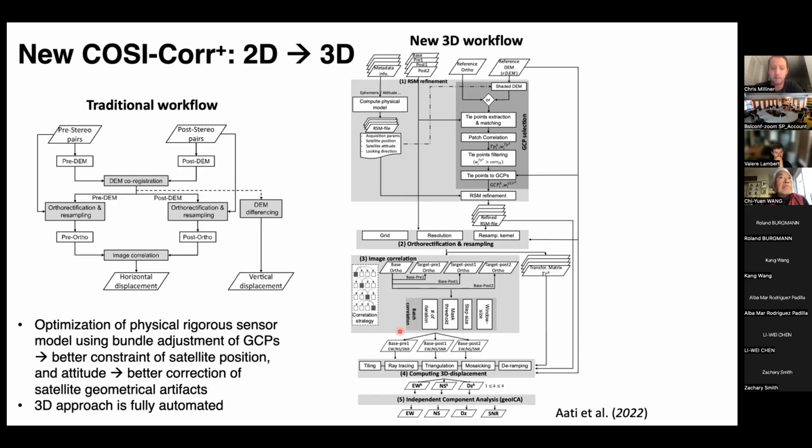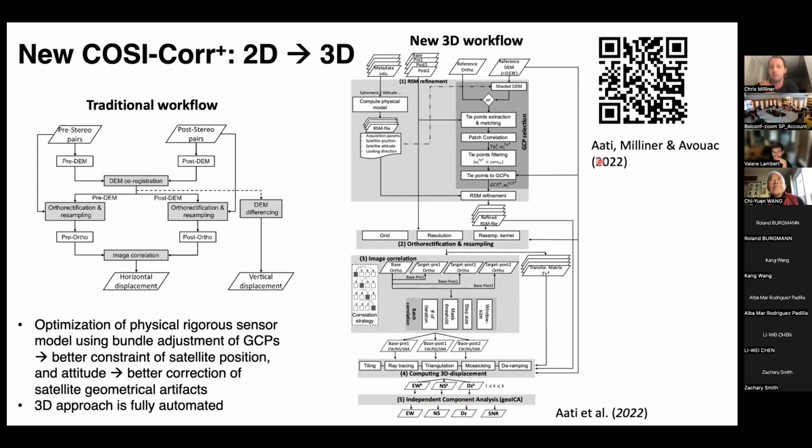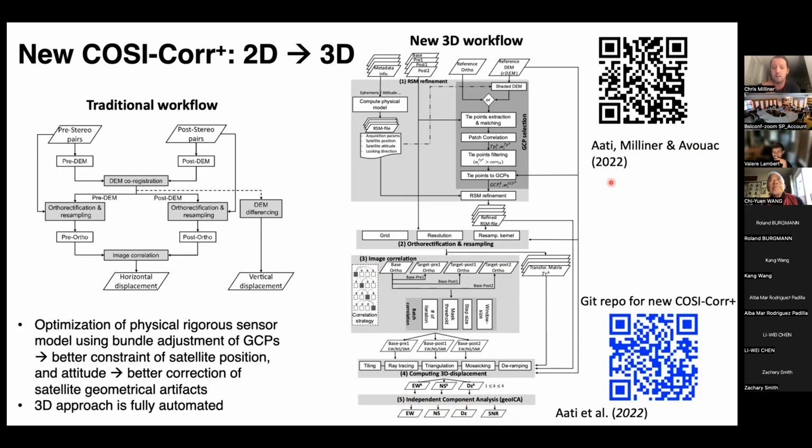The second step is the ray tracing approach I talked about, and then lastly we added post-processing independent component analysis to the workflow. This workflow is outlined in the study. You can scan this QR code if you're interested, and you can also now download the new Coseismic Plus from this GitHub repository. So that's now open.